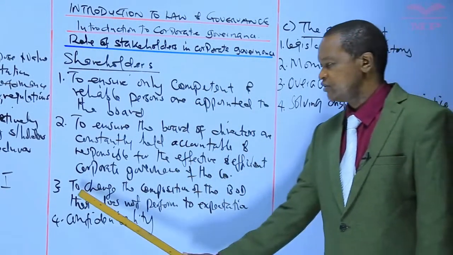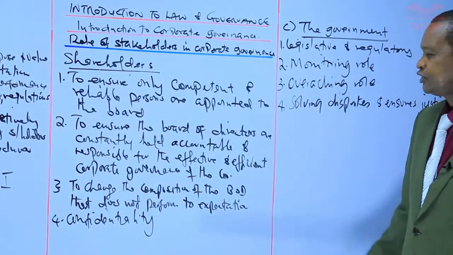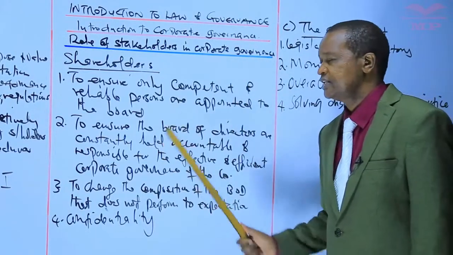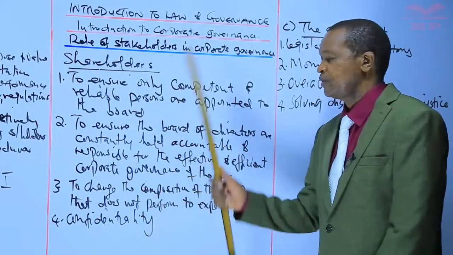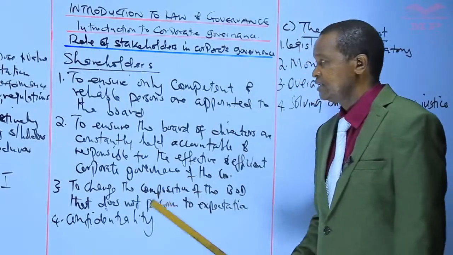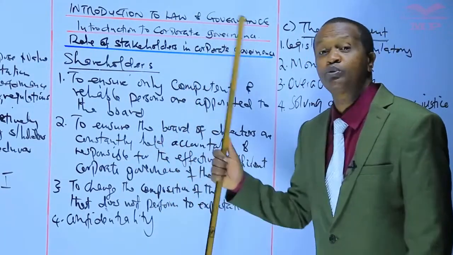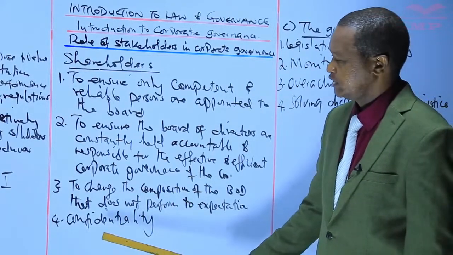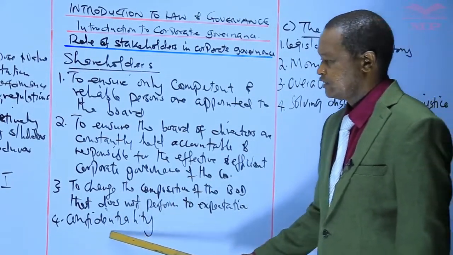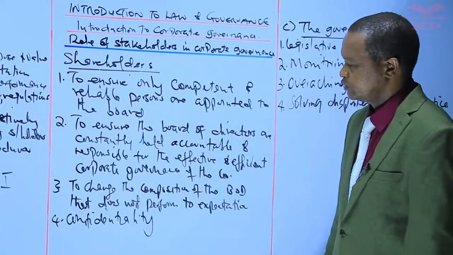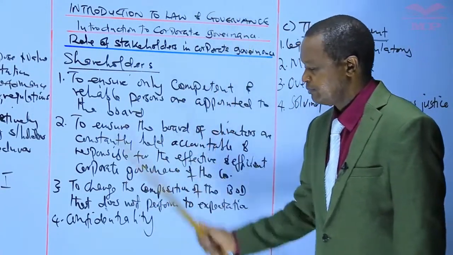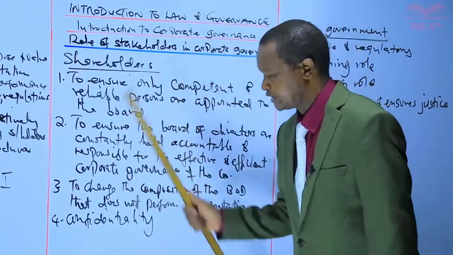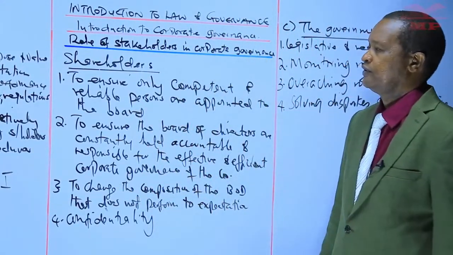The third role played by shareholders is that they help change the composition of the board that does not perform to expectation. In case there are directors who sit on the board who do not perform their duties as expected, then the shareholders have a role to remove them from the board. There is also the role in relation to confidentiality. Shareholders are under obligation to maintain information that is considered secret. The company secrets should be protected by the shareholders of the company.